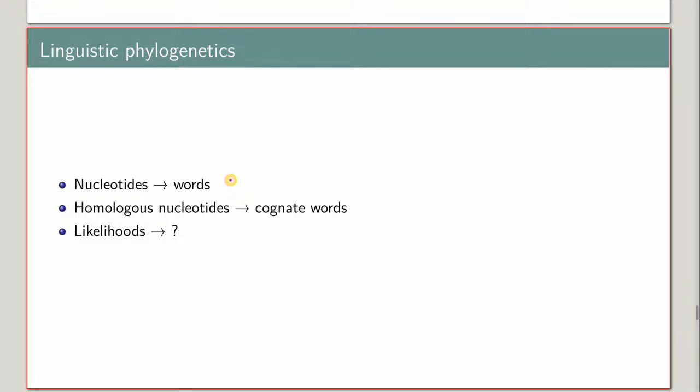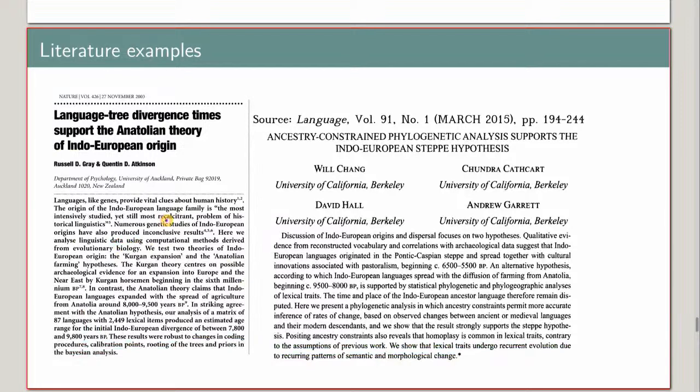And how do you calculate likelihoods? So maybe there are people here who know something about this, but I don't. But they do seem to calculate likelihoods of trees in some way. And there's a bunch of papers for a long time. So this is kind of interesting. I was just looking around for what people have done, and this one is from Nature in 2003. This one is from Language in 2015.